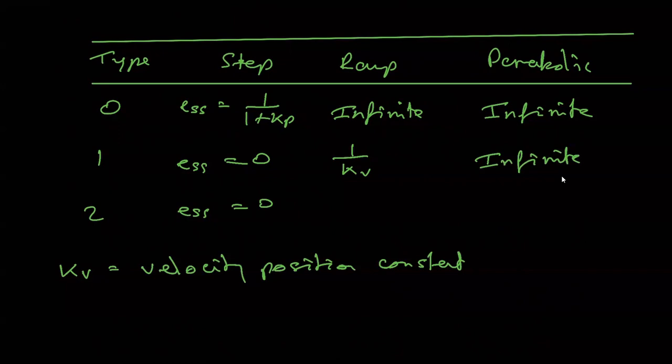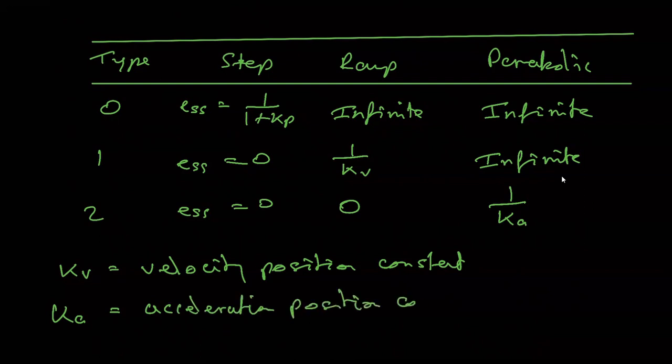For type 2, we essentially have two integrators. You get a 0 here, and then, probably not surprising, you get a constant here, 1 over Ka. And Ka is, as you might have guessed, the acceleration constant. All right, so that basically gives you the table of all the combinations of the step inputs and the type.